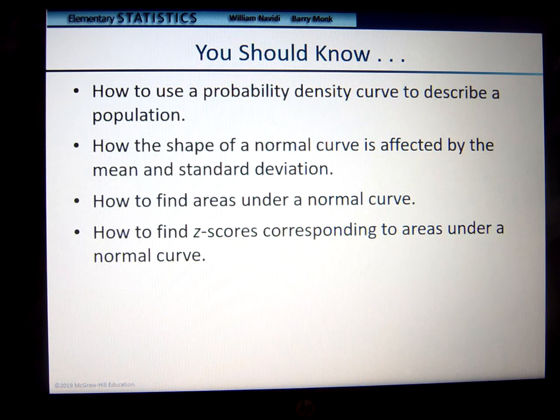Today you should learn how to use a probability density curve to describe a population, how the shape of the normal curve is affected by the mean and standard deviation, how to find areas under the normal curve, and how to find the z-scores corresponding to the area under a normal curve.